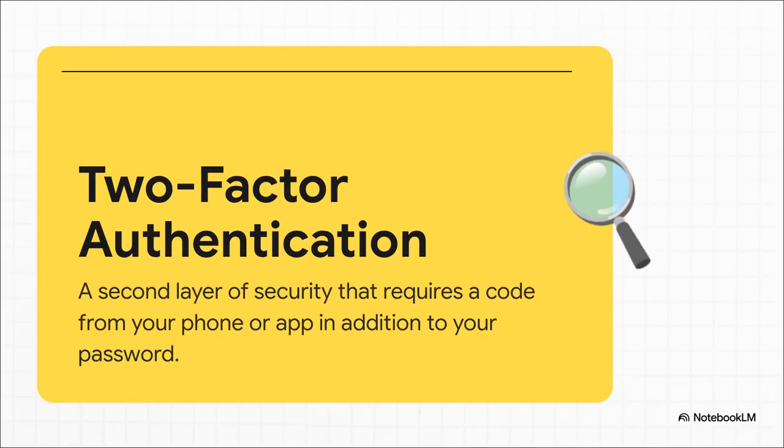So, the front door's locked. Great. Now let's add a deadbolt. That's exactly what two-factor authentication, you'll hear it called 2FA, really is. It means even if a thief somehow gets your password, your key, they still can't get in because they don't have that second code that gets sent only to your phone.